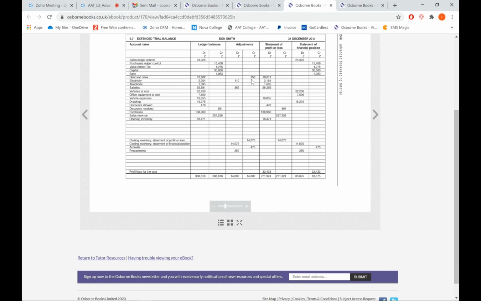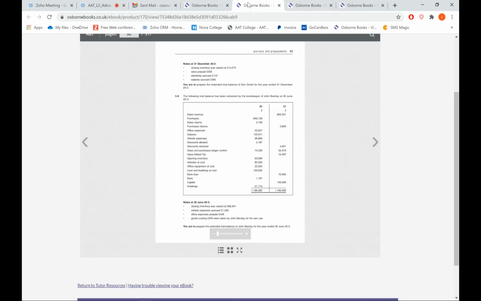Okay, first of all, let's do the adjustments. Here 250 credit and here 250 debit. The other adjustment was electricity accrued 110. So accrued means adding to the expense. So debit electricity and accrued expense credit, which is liability.